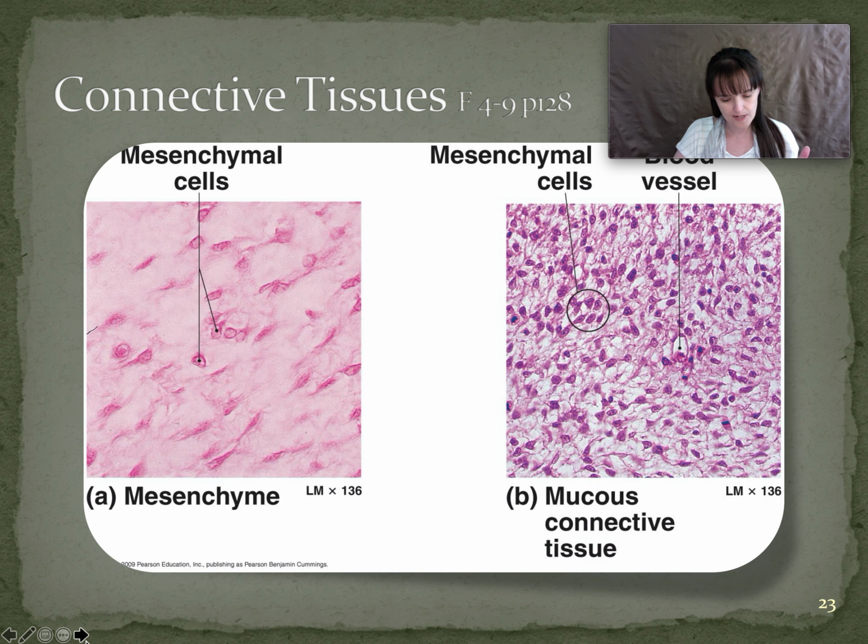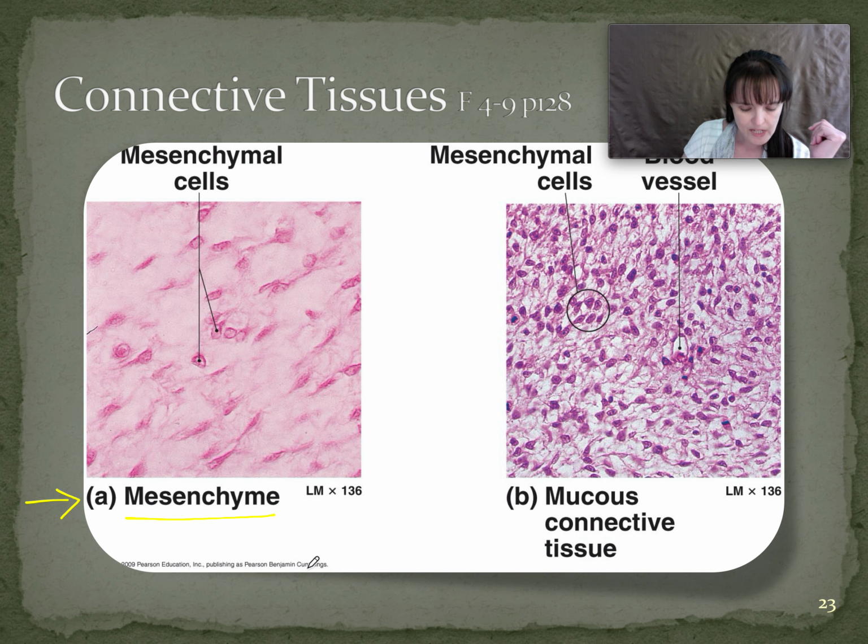And then here we have the embryonic connective tissues. We'll do this one last slide. We mentioned already that it's called mesenchyme. Okay, the yellow doesn't show very well on the white, so I'll put an arrow in the green. Mesenchyme, and it gives rise to all the other connective tissues.